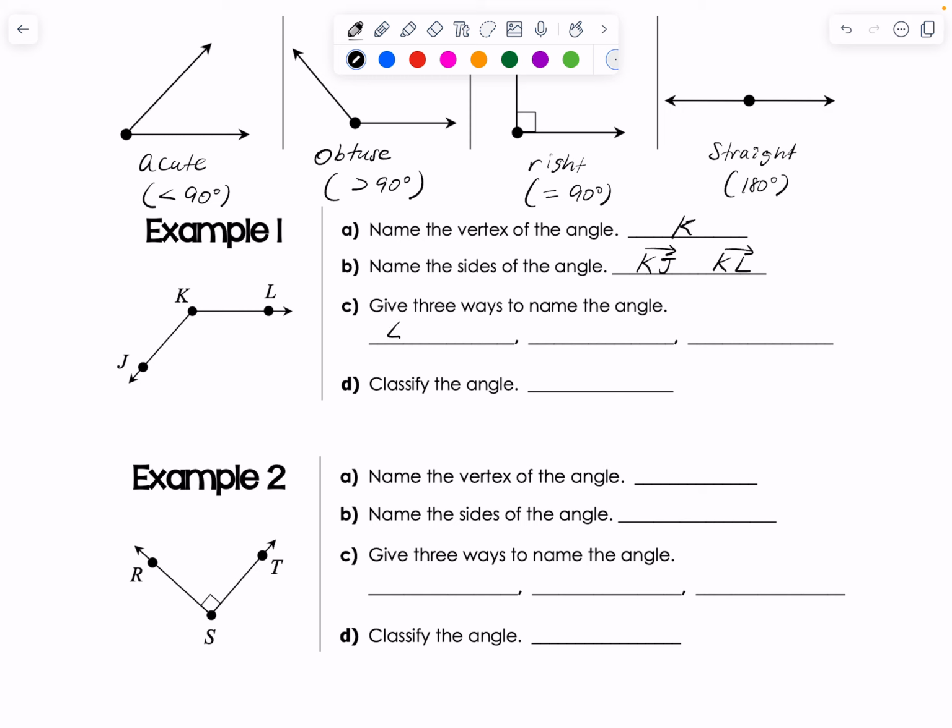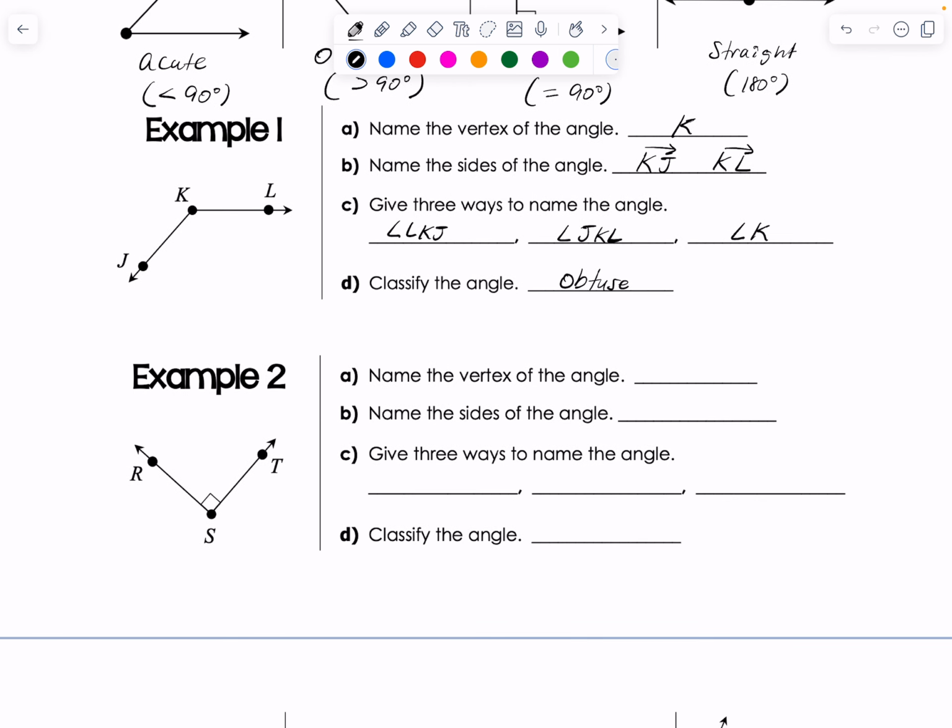In terms of three different ways to name the angle, we can do angle LKJ or angle JKL. Remember, the K has to be in the middle. It is the vertex. But because there is only one angle at that vertex, we could also just say angle K, right? That would also work. And in terms of classifying, it looks like it is greater than 90 degrees, so we're going to call this obtuse.